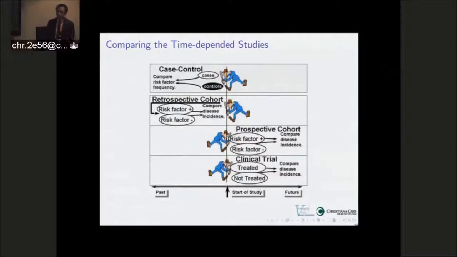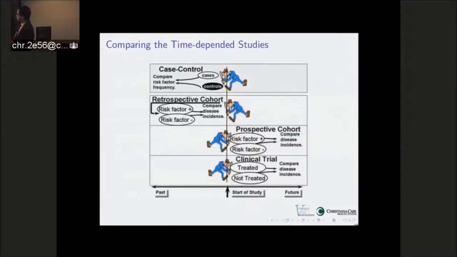I found this picture from the internet, and it gives you a basic sense of comparing time-dependent studies. We can see the case control study and the retrospective cohort study are based on the past. This is the start time of the study. In the case control study, given cases and controls, we compare the risk factor frequency. In the retrospective cohort, we just record which patients are in the exposed and unexposed groups, and we compare the disease level at this time.